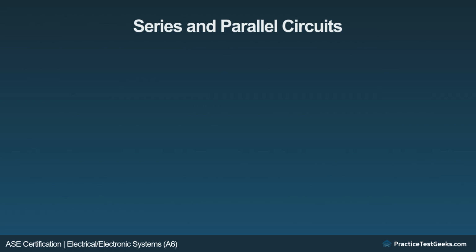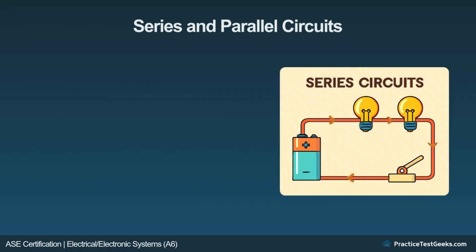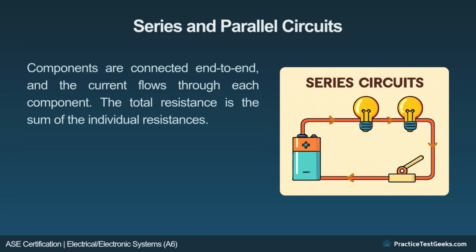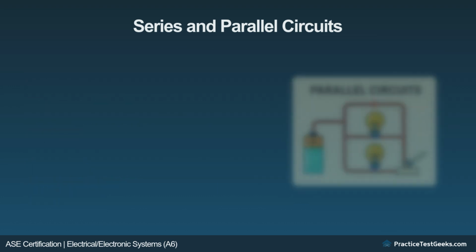Series and parallel circuits. Series circuits. In a series circuit, components are connected end to end, and the current flows through each component. The total resistance is the sum of the individual resistances. Example: the lights in a simple circuit may be wired in series, so if one light goes out, the rest will go out too.